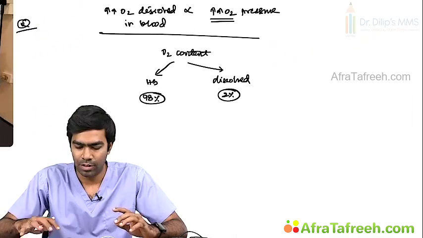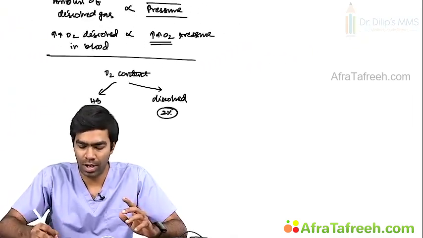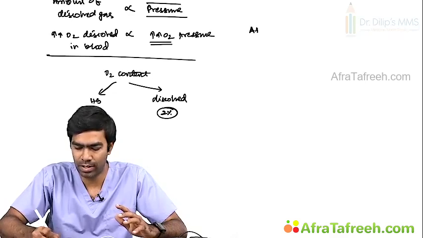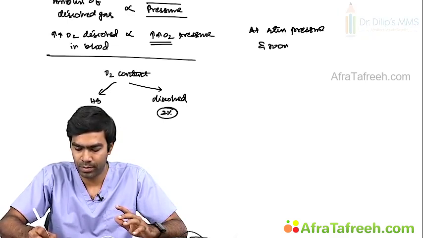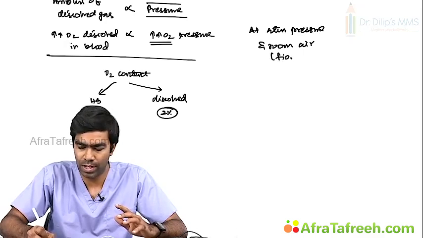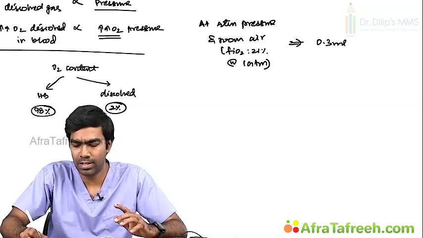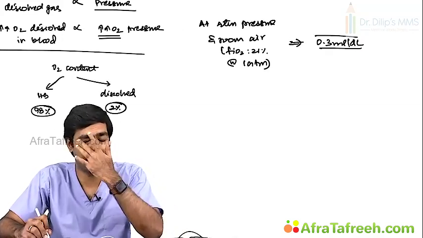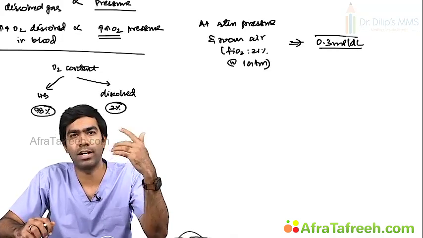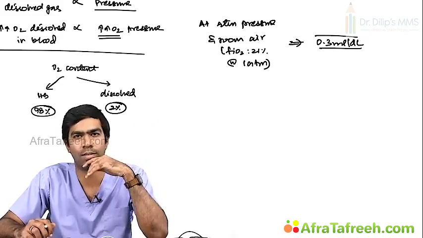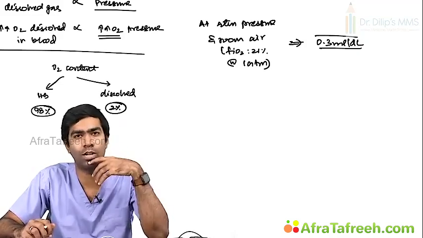But what is the normal dissolved oxygen? At atmospheric pressure and room air, you will have an FiO2 of 21% at 1 atmosphere, which means room air at sea level. So your dissolved oxygen will be 0.3 ml per deciliter. This is the dissolved oxygen. Normally arteries will contain approximately 19 to 20 ml per deciliter, which is so much higher than the dissolved oxygen.